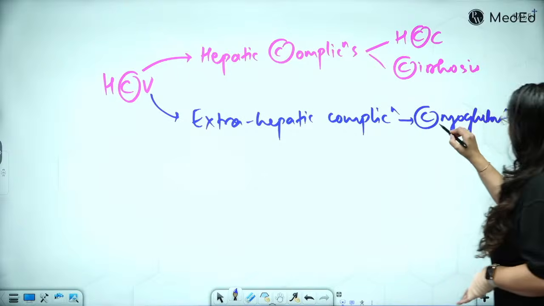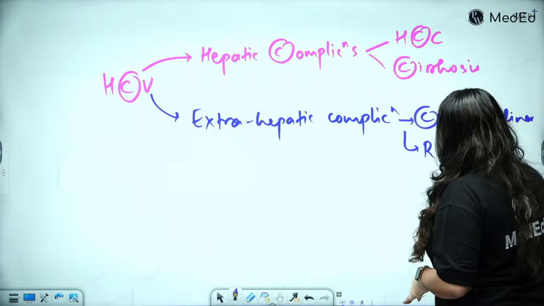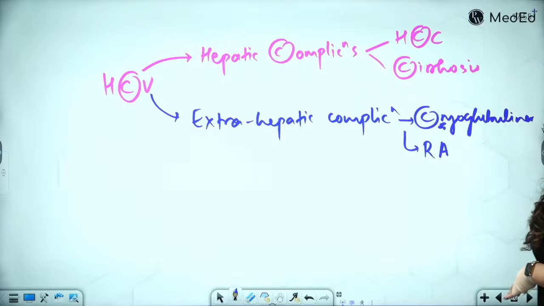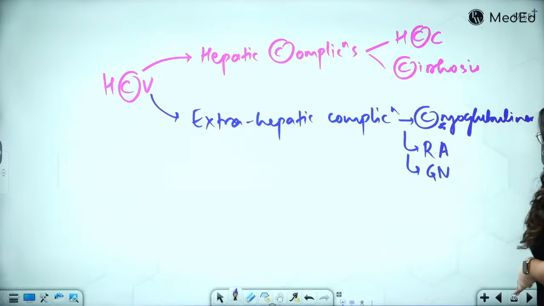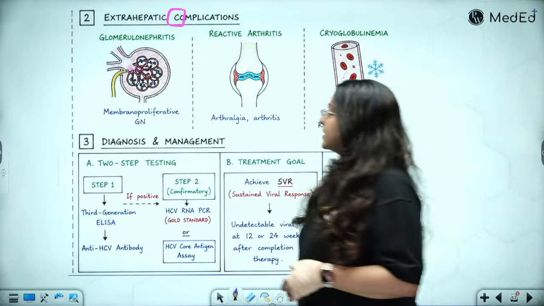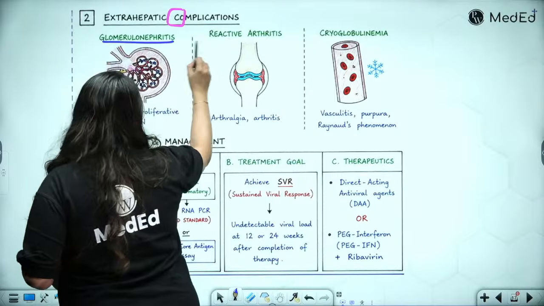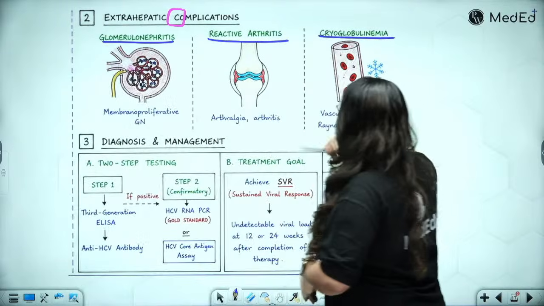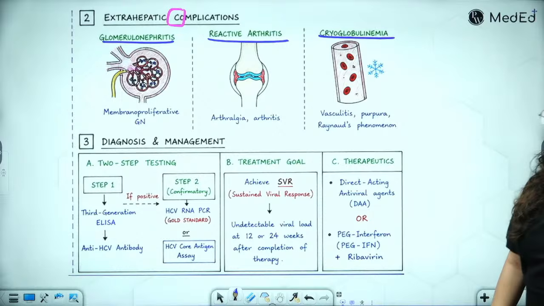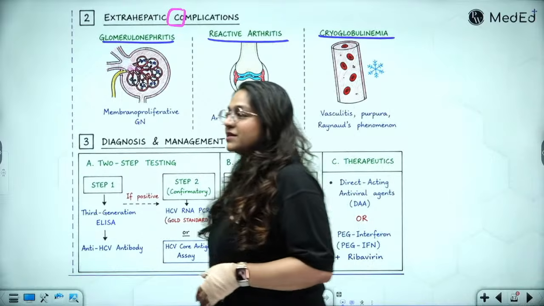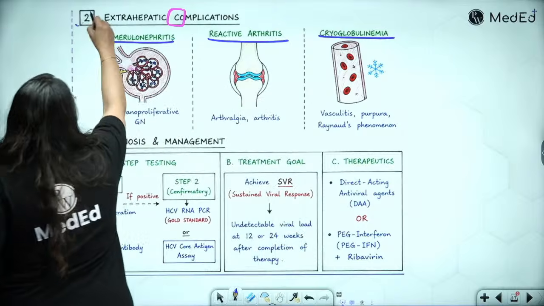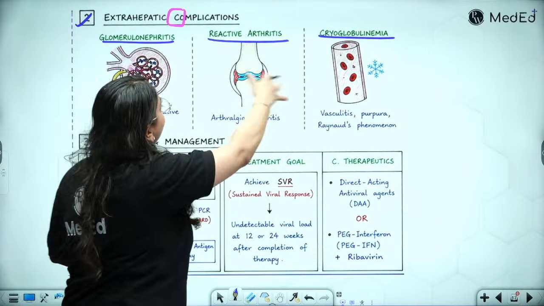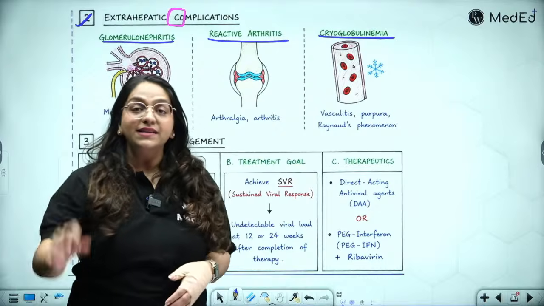Cryoglobulinemia. What is the next letter? R. So rheumatoid arthritis. And then there is the glomerulonephritis. So of course you can see glomerulonephritis, reactive arthritis, and cryoglobulinemia. All of these are extrahepatic complications associated. Oh, thank you, Dr. Monty. Right. So they are going to be the extrahepatic complications of hepatitis C.